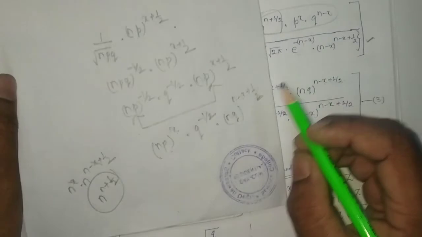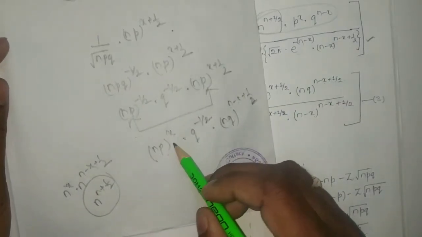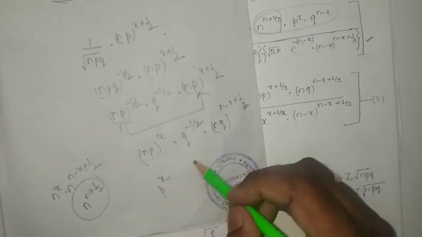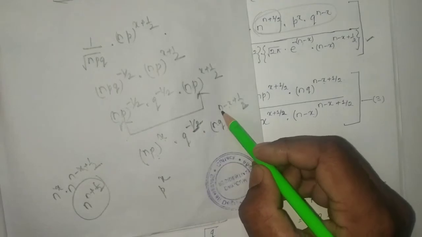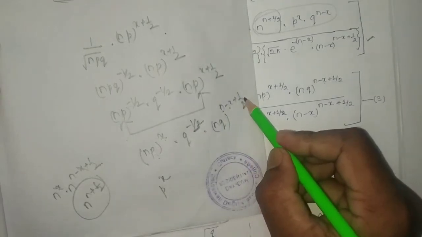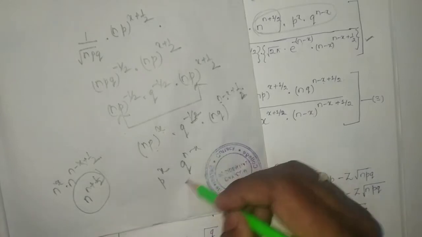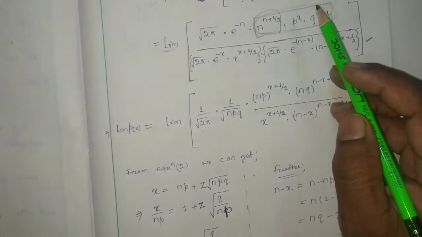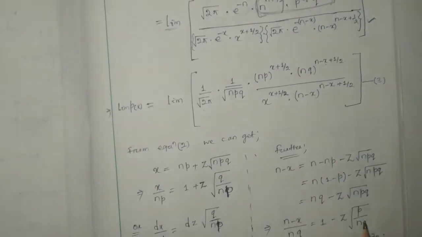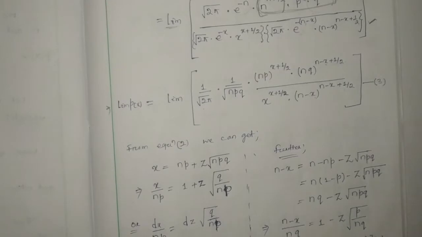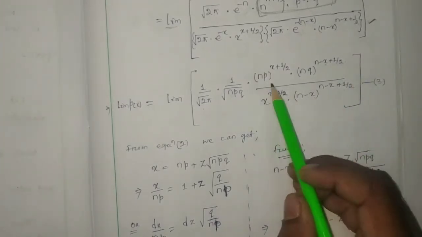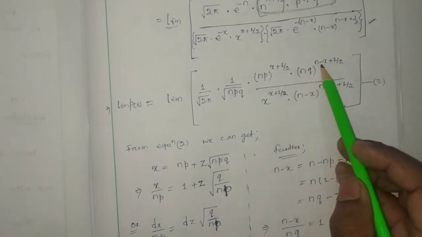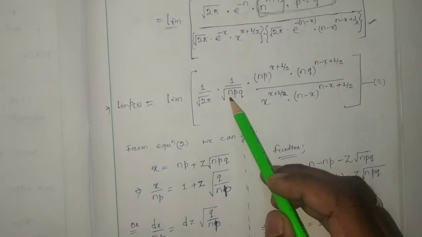Now we are going to consider p to the power x. Here p to the power x is there, p to the power x we got, and here q to the power minus 1 by 2 plus n minus x plus 1 by 2. That means q to the power n minus x, whatever we have here. So this numerator can be represented either way as np to the power x plus 1 by 2 into nq to the power n minus x plus 1 by 2, whole divided by npq root over.